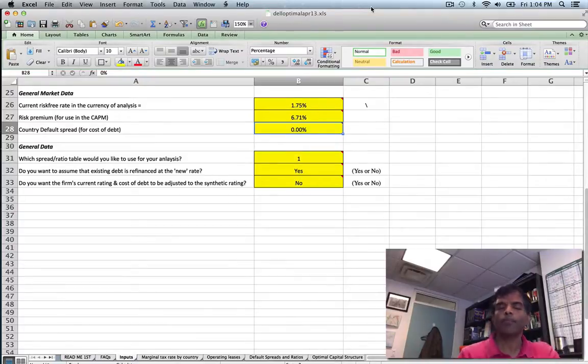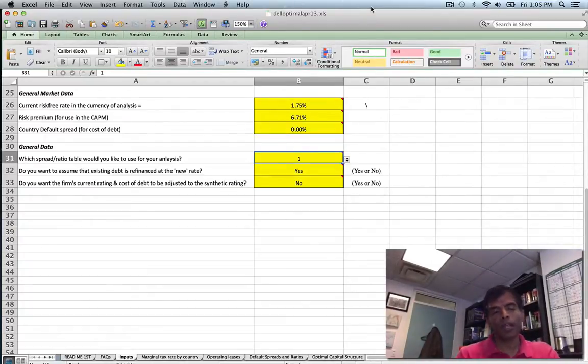Why do I need that? If your company is incorporated in a country with default risk, I'm going to add the default spread onto the cost of debt at every debt ratio. Of course, for a US company, for the moment at least, this is 0%, so I've left it at zero. Then come the last three inputs.